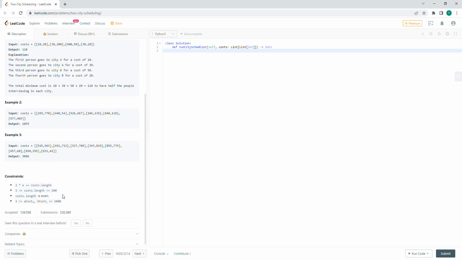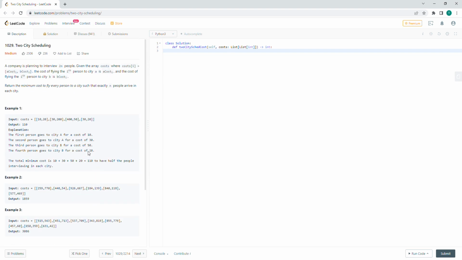And that's essentially it. The length of cost is equal to 2n. The length of the cost is between 2 and 100. The length of the cost is even, which is good. And the A cost and B cost are between 1 and 1,000. So overall, this is a pretty lengthy, not too simple question, but let's aim for a reasonable solution.